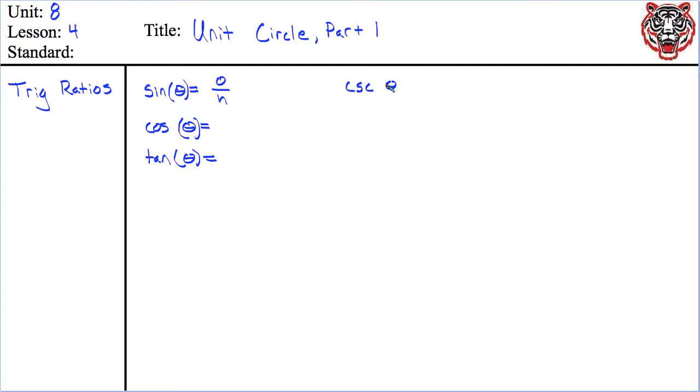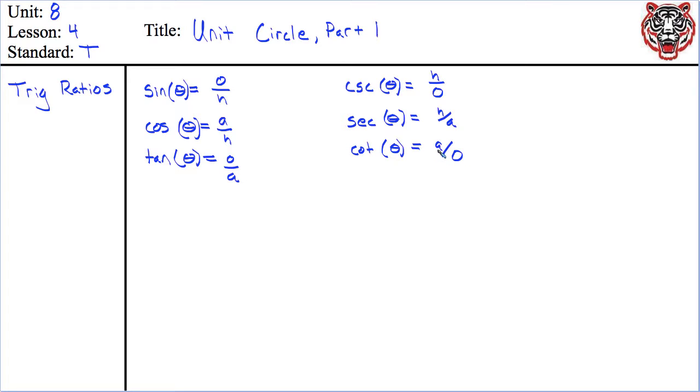Cosecant of theta. Secant of theta. And cotangent of theta. So in your notes right now, make sure that you have all of these fractions done. Cosine. Okay, tangent. Okay, cosecant. Yeah, and then you just flip all these, right? H over A and A over O.